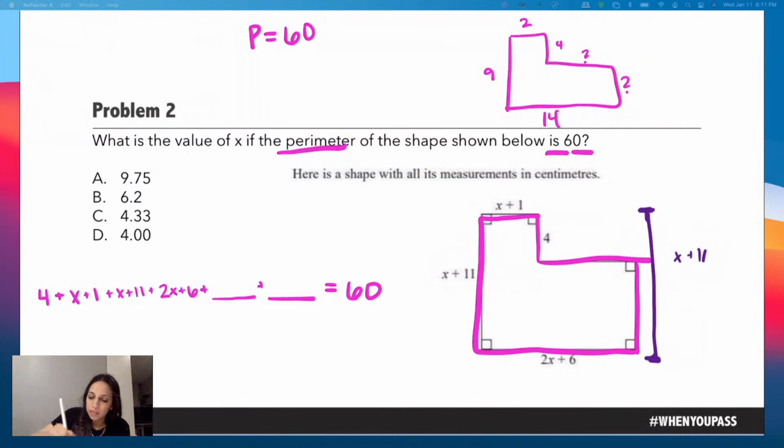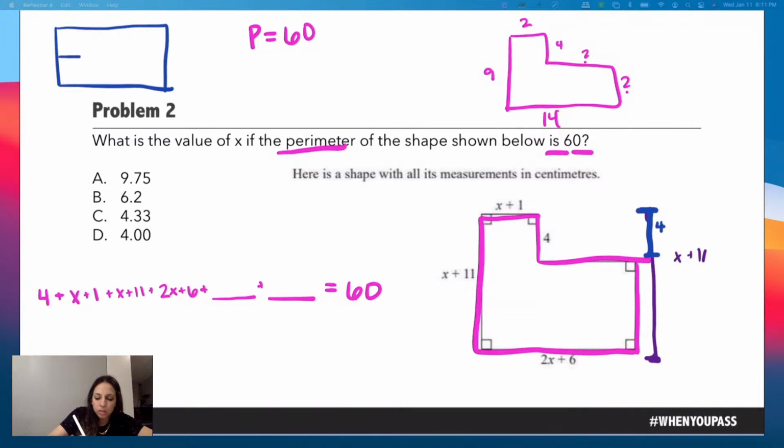I also know that this chunk right here is 4. So if the whole thing is x plus 11 and this chunk is 4, I can do the whole minus the part. Let's think about a part-part-whole diagram. Elementary people, you should absolutely know what a part-part-whole diagram looks like and how students use it to solve. So for a part-part-whole, I have a part plus a part equals a whole. Yes? So my whole is x plus 11 in this case.